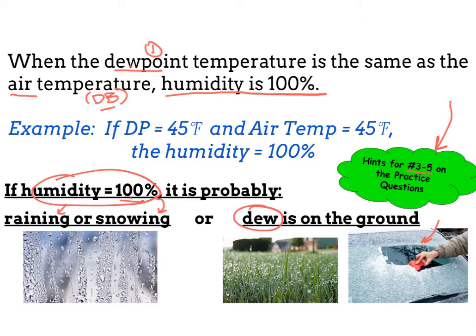And finally, remember that the dew point temperature is always going to be lower than the air temperature, right? That's always something that happens, or they could be equal to each other like they are here, right? But the air temperature is always going to be the one that's warmer. So hopefully that will help you out with questions 3 through 5.